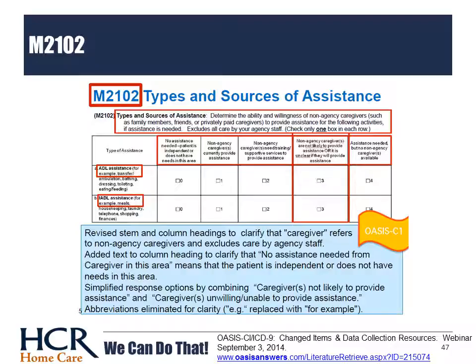Now in that fourth column, you can see there's been a couple changes here. There used to be two separate items. One was that the caregivers were not likely to provide assistance, and another column was that it was unclear if the caregivers would provide assistance. OASIS has now merged those together, so there's only one item, and it says non-agency caregivers are not likely to provide assistance, or it is unclear if they will provide assistance. And then the last column, you can see assistance is needed, but no non-agency caregivers are available.